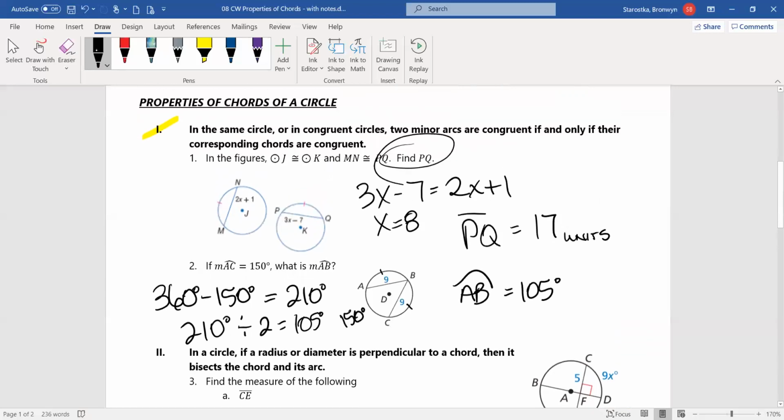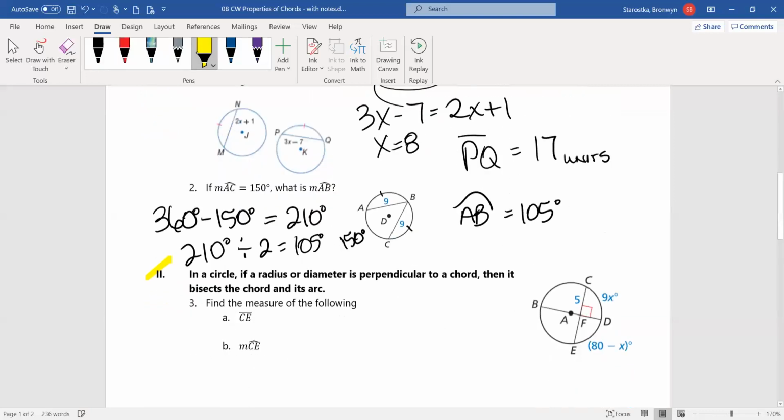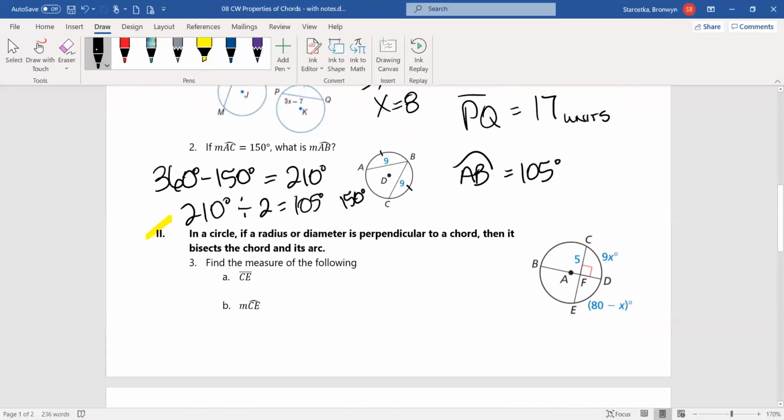All right, so take a second. In the same circle or in congruent circles, 2 minor arcs are congruent if and only if their corresponding chords are congruent, and the converse of that is true, meaning the opposite. All right, in a circle, if a radius or a diameter is perpendicular to a chord, then it bisects the chord and its arc. So we want to know the length of CE. Well, if C to F is 5, then F to E must be 5. So CE must equal 10.